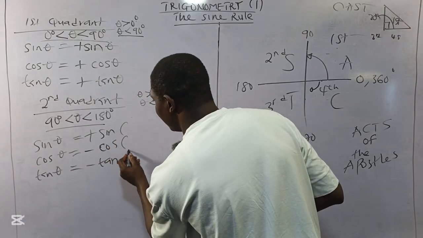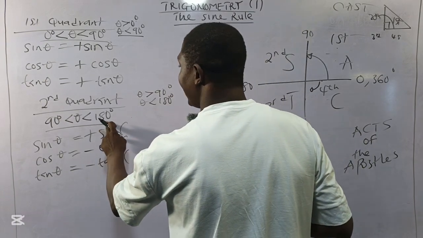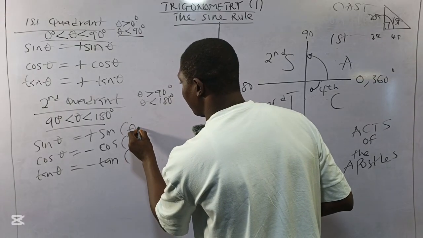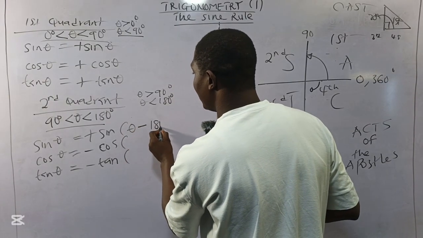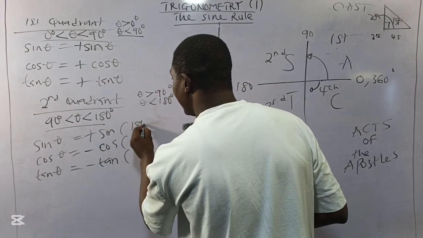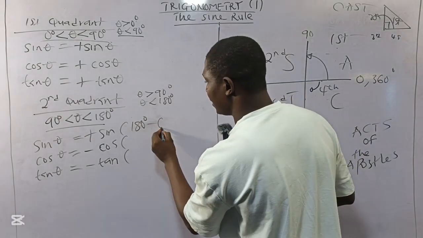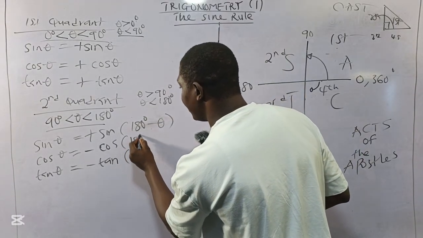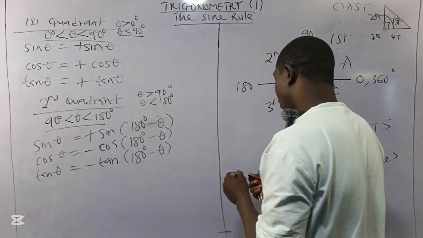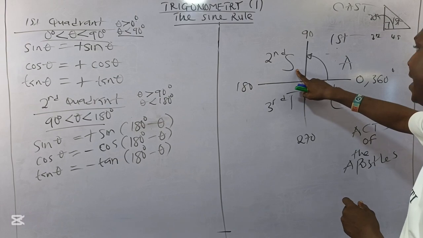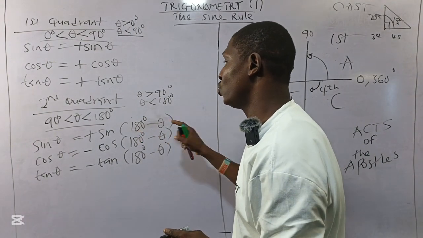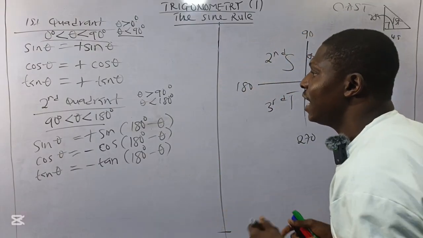And you put your brackets. Since we are talking about 180 degrees and 90 degrees, here we have 180 degrees minus theta. And we also have 180 degrees minus theta. And lastly, 180 degrees minus theta. Why are we saying 180 minus theta? Because any angle here must be greater than 90 and less than 180, so you simply have 180 minus theta.